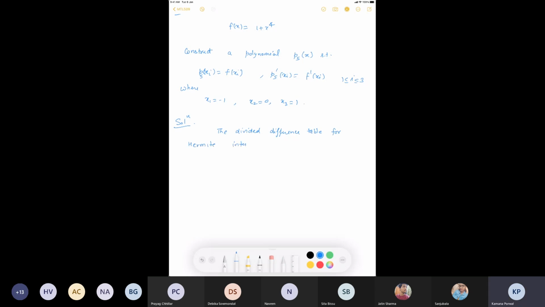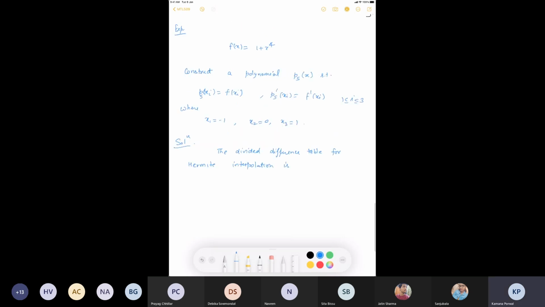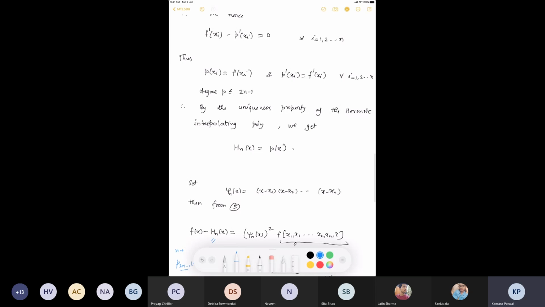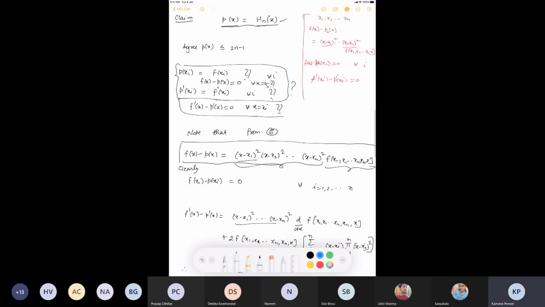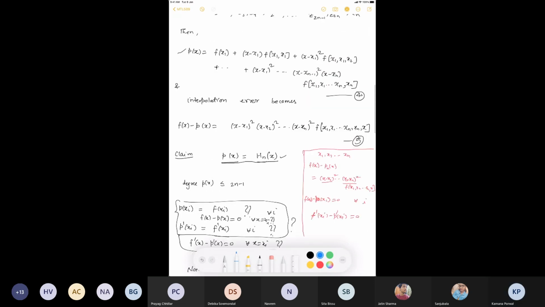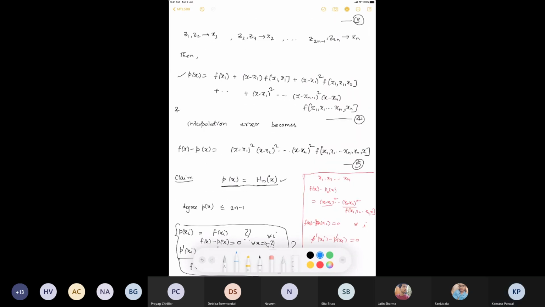For the Hermite interpolation, let's just pay attention to the Newton's form. You have to compute f of x1, x1, then f of x1, x1, x2, and the next term will be f of x1, x1, x2, x2, like that. So to form the divided difference table, I have to have two consecutive nodes to be the same, right?